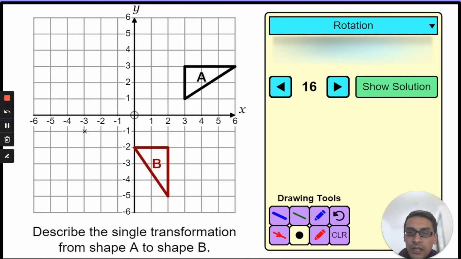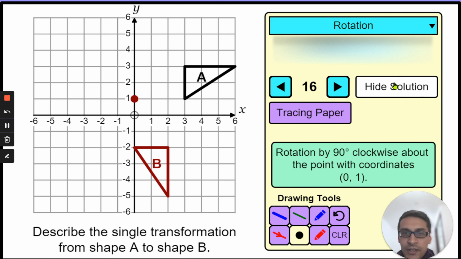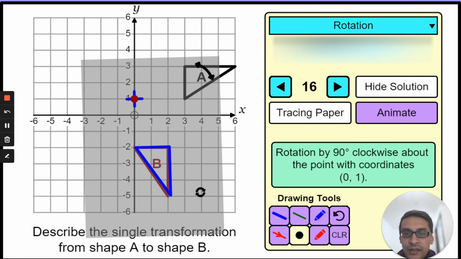Question 16. Describe the transformation from A to B. So we're going from A to B. So you can see it's been turned this way. It looks like a 90-degree rotation. Use a bit of trial and error to work this out. I'm about to show you your answer. If you don't have it, pause the video. Okay, so here's your answer. It's 90 degrees clockwise about the point 0, 1.